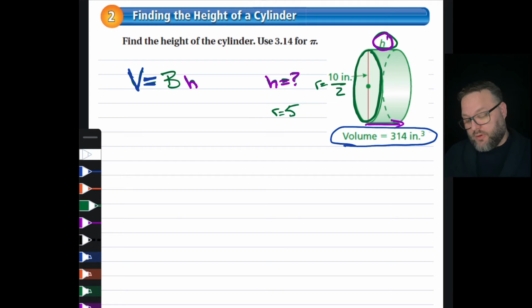And that's important because capital B, or the area of my base shape of a circle, is going to be pi r squared. So pi times 5 squared. 5 squared is equal to 25. And all I got to do is flip those numbers around, and we're good.